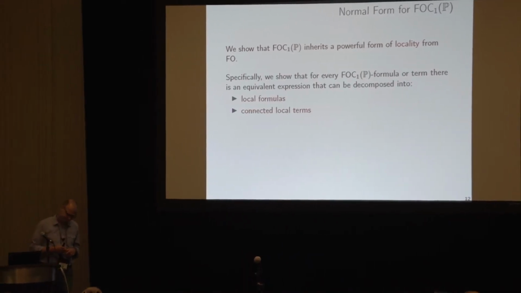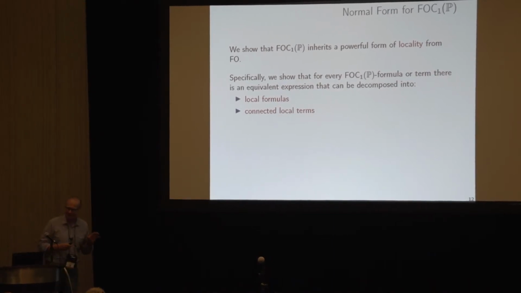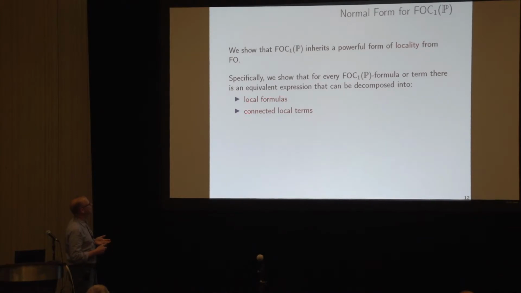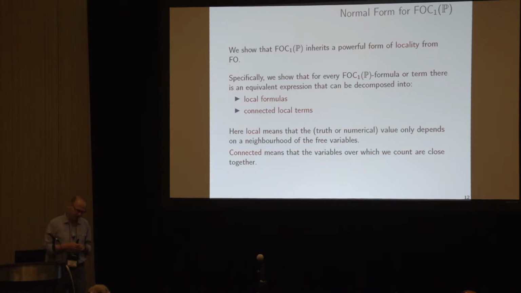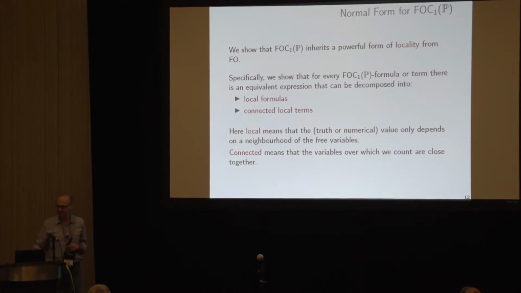Basically, we show it's getting horribly complicated, unfortunately, but what we show is that we can somehow compose all formulas here from local formulas and what we call connected local terms. So local formulas, you know, that means the truth value only depends on a bounded radius neighborhood. And connected means that the variables, also the bound variables, the variables bound by counting quantifiers in particular, are all required to be close together somehow.